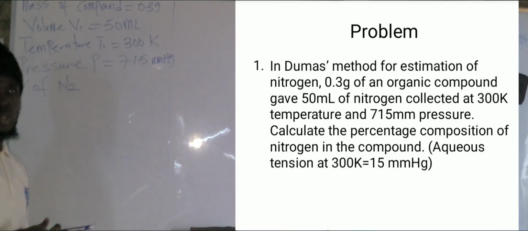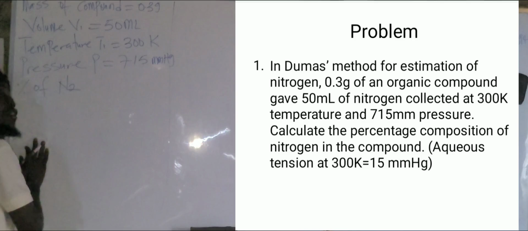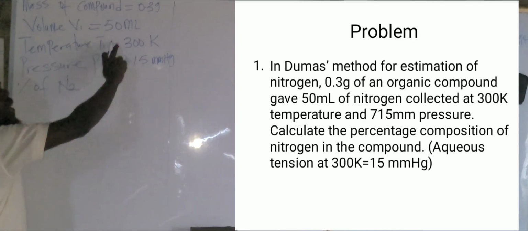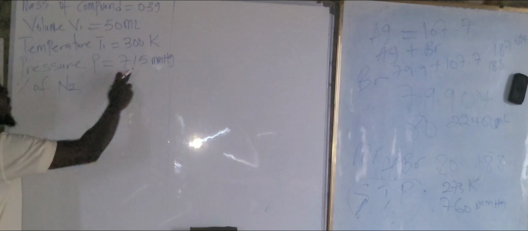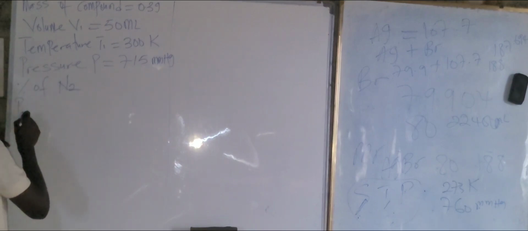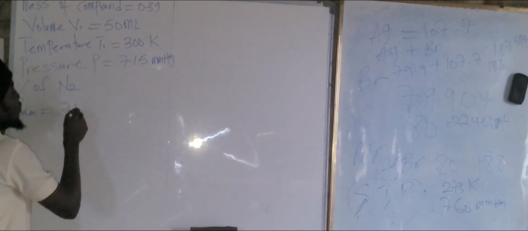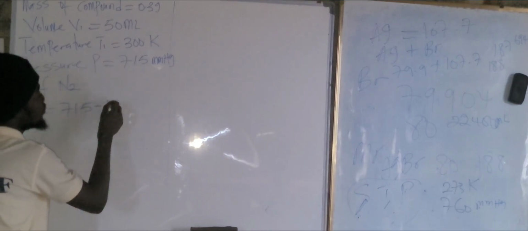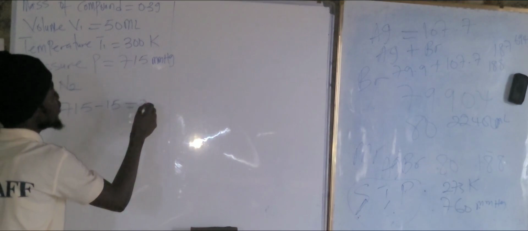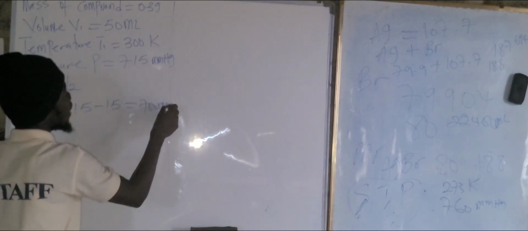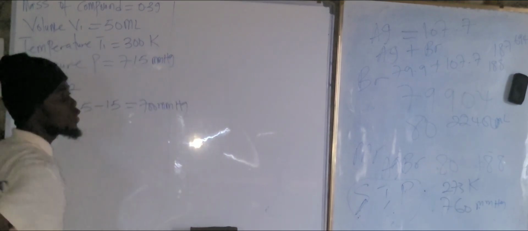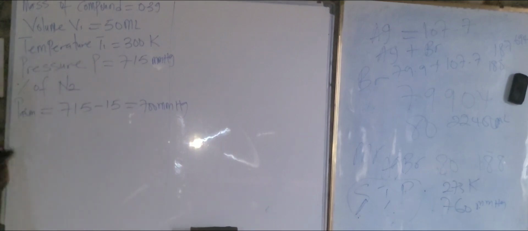That is your pressure. So what must you do here? To know the atmospheric pressure, you must subtract this. When you subtract from 715, the pressure here is now equal to 715 minus 15. That gives you 700 millimeter mercury. Good.